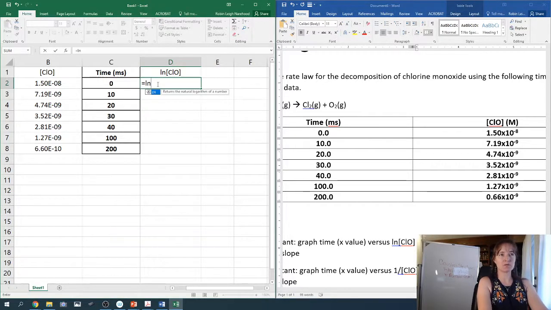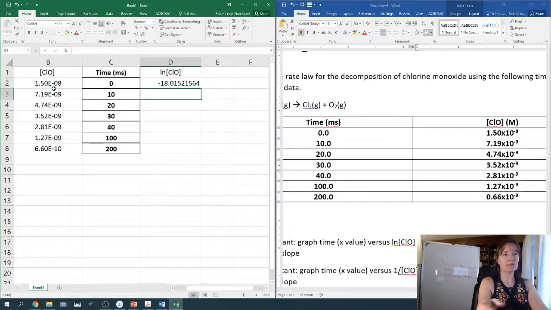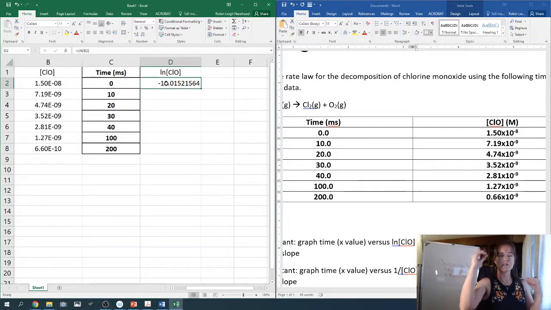The first thing you would do is type equals, and then ln is the natural log, so I'm going to do parentheses, and I'm not going to type the number. I'm going to go over here and grab this cell, and what it will do is take the natural log of what's in cell B2, and if I hit enter, it takes the natural log of that number. Now you don't have to do this with all of these, because every one of these data points comes from the concentration data that was just in the B column.